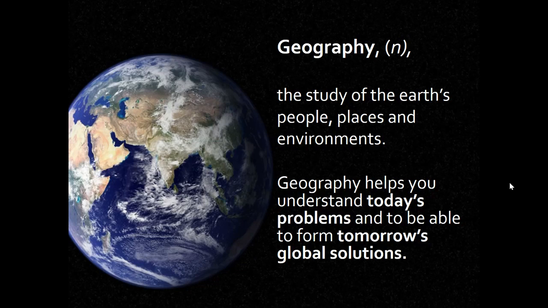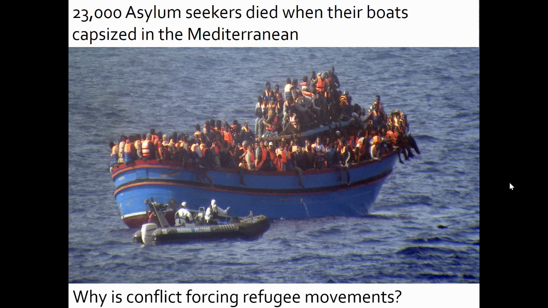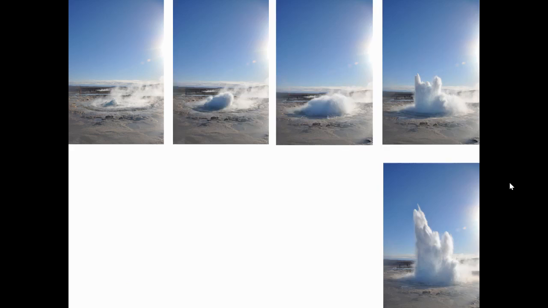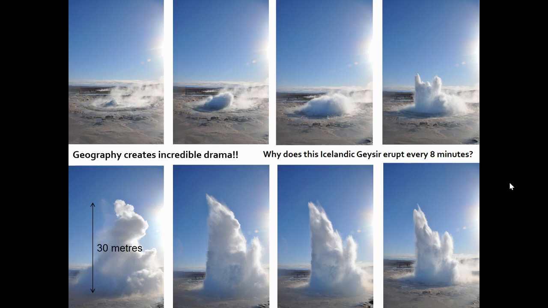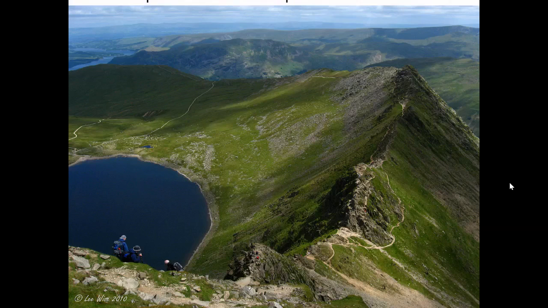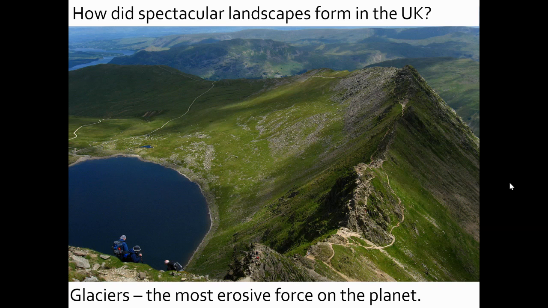I'm going to go through on the next few slides some ideas that we look at within GCSE geography. Mediterranean asylum seekers, people trying to cross the Mediterranean for safety. Why is that? Icelandic geysers exploding due to the volcanic nature of our world. Striding Edge in the Lake District. How is this landform formed? How did glaciers impact the UK?